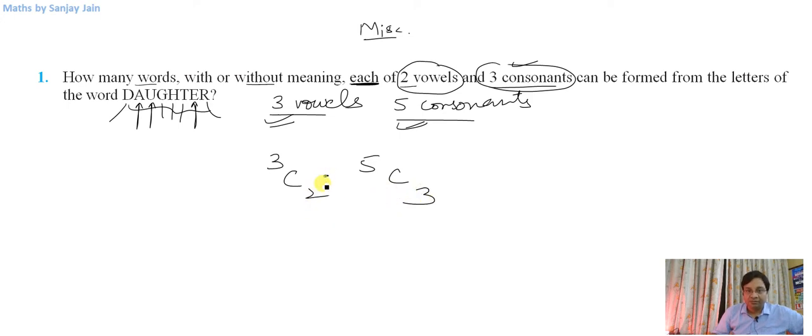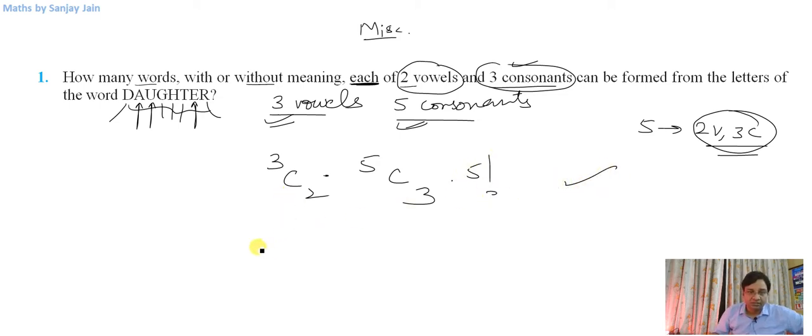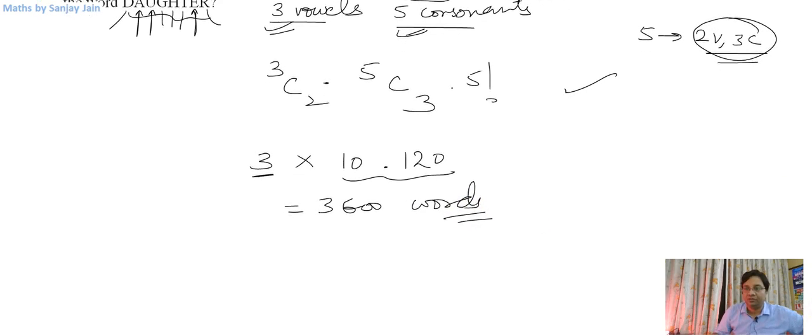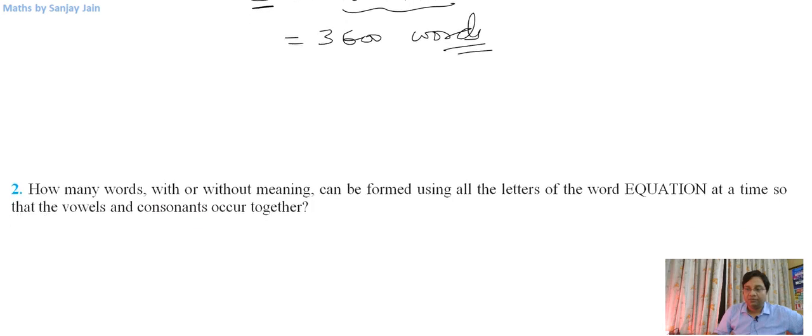Now once I have done this much, I have chosen five letters, out of which two are vowels and three are consonants. Now to form the words, these five letters can be arranged in 5 factorial ways. So this is my answer. 3C2 means 3, 5C3 means 5 into 4 by 2, that is 10, 5 factorial means 120. So this is 1200 into 3, that is 3600. So these many words can be formed with or without meaning, each word having two vowels and three consonants, using the letters of the word daughter.